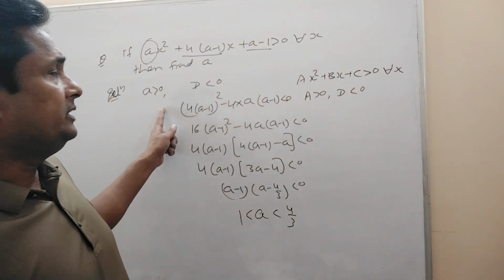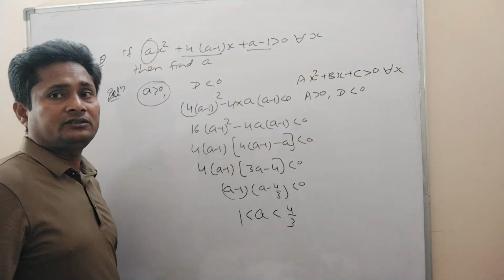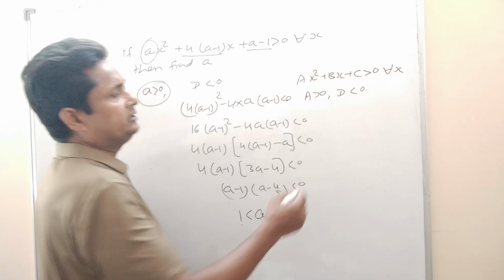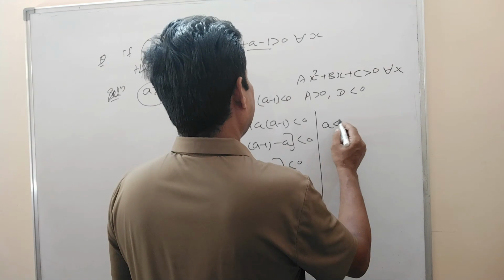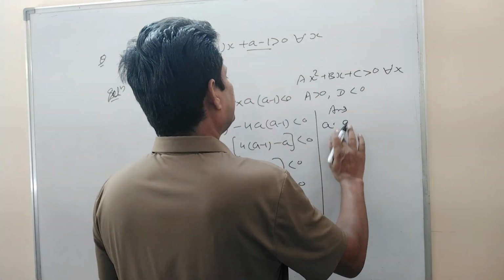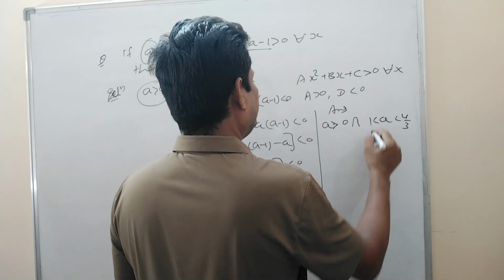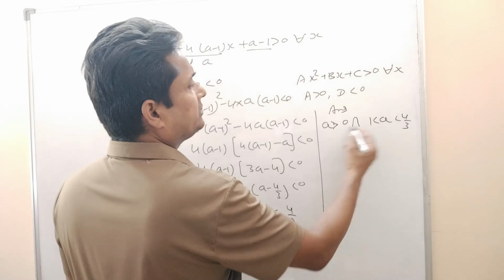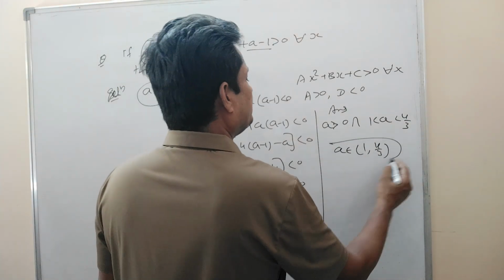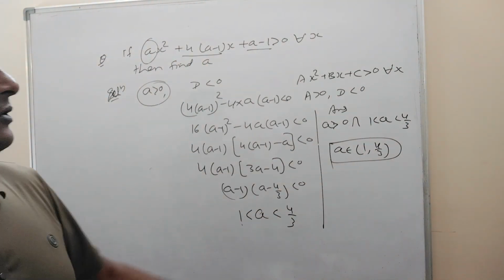So we have to take the intersection. First condition is a greater than 0, and from the second it is coming this one. So if we take the intersection, a greater than 0 intersection a less than 4 by 3 and greater than 1. Take the intersection of this, and your answer will be 1 to 4 by 3. Take the intersection between these two, and you will get this answer.